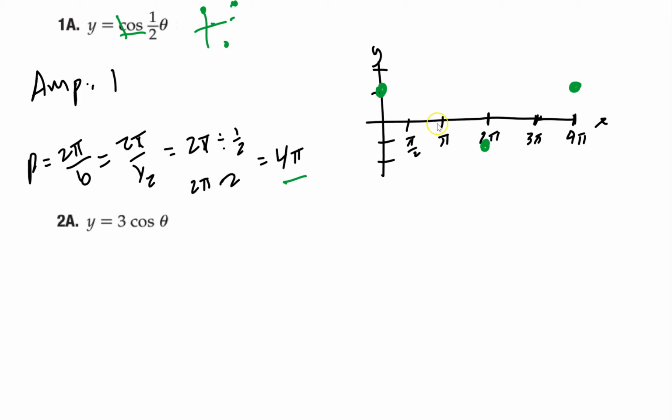Then halfway between these two, which should be about pi, is right across. Halfway between these two is right across. And that is my cosine graph. It should look kind of like a U. My graph isn't great, but it should look something like that.